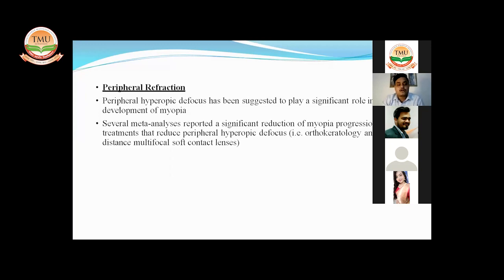So peripheral hyperopic defocus means when we are correcting a patient, we are correcting the fovea. What about the corresponding retinal areas? What about the peripheral retina? That should also come to mind. That should be considered by the eye care practitioner while treating the myopic patient. So that is about peripheral refraction.